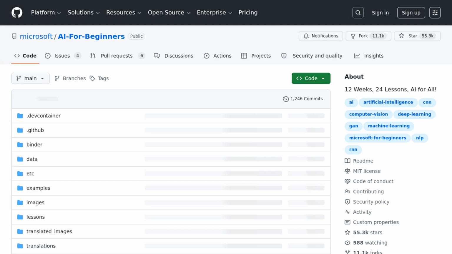The response has been remarkable. The project has gathered over 55,000 stars, and at one point, it added more than 1,500 in a single day. That kind of growth clearly shows a huge demand for structured, high-quality learning materials in the world of AI.